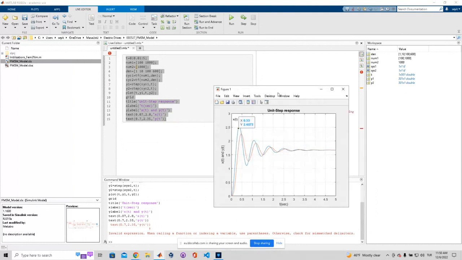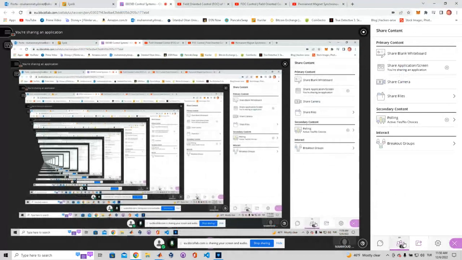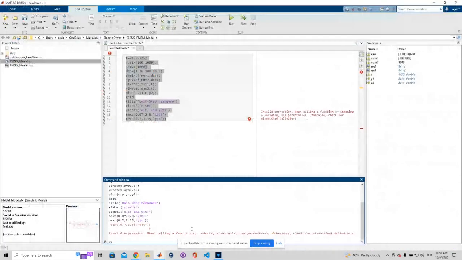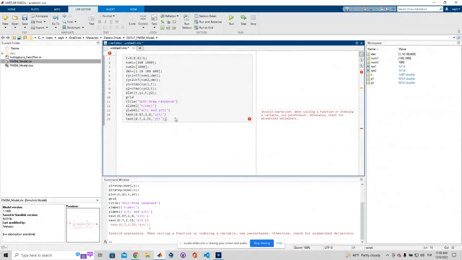Any questions till here? We define our system, we get the step response, we plot it, and we add labels to our graph. All clear till here? You should learn how to get the transfer function and the step response. Okay, let's go to our second one. Now we're going to take a look at the impulse response.